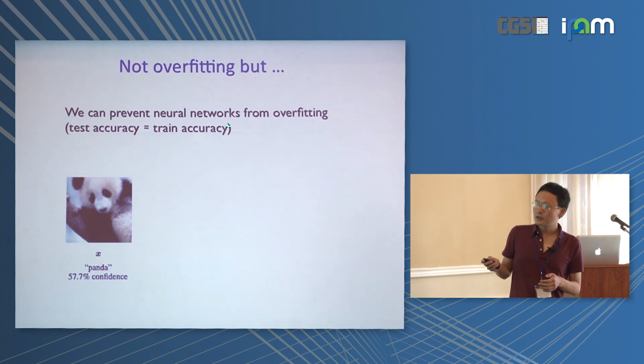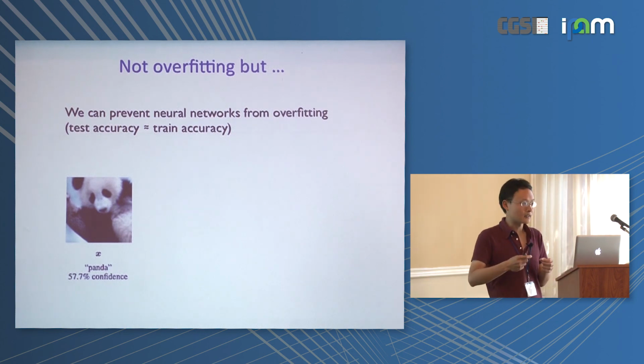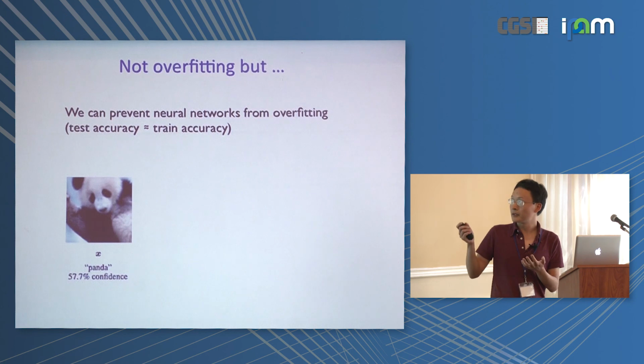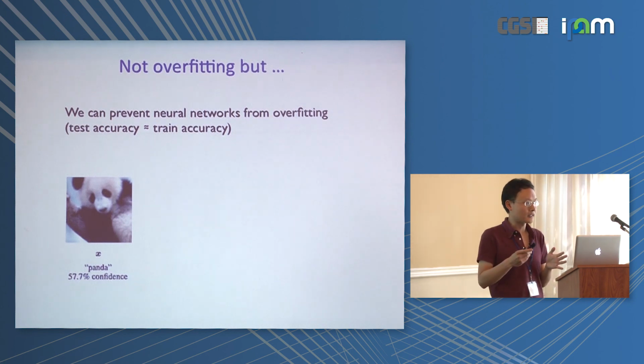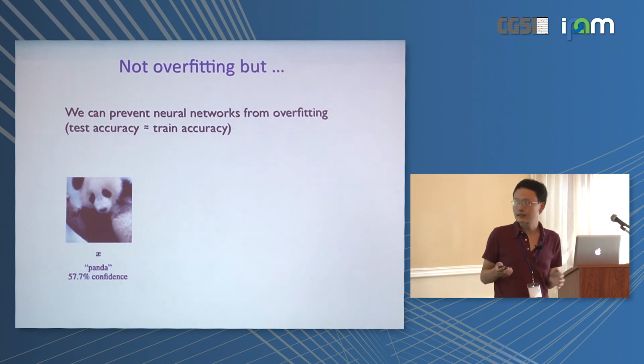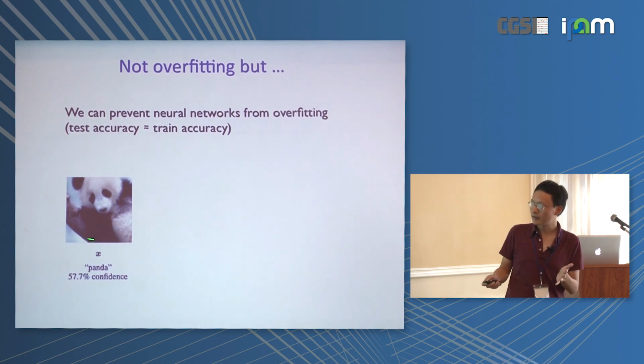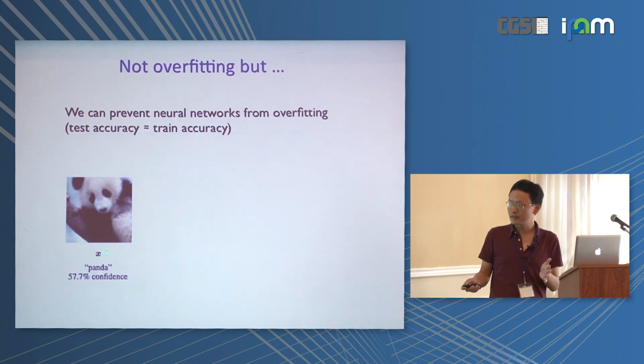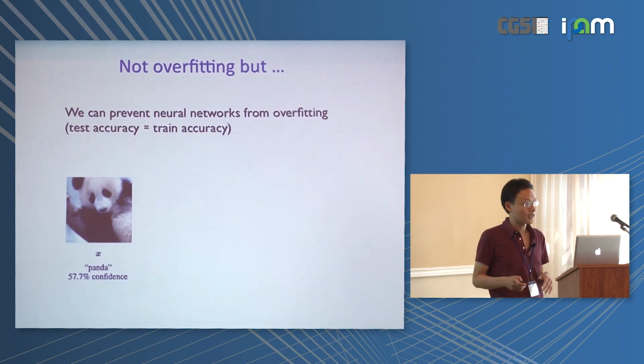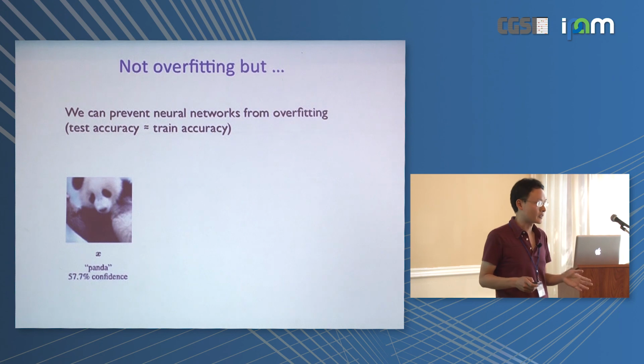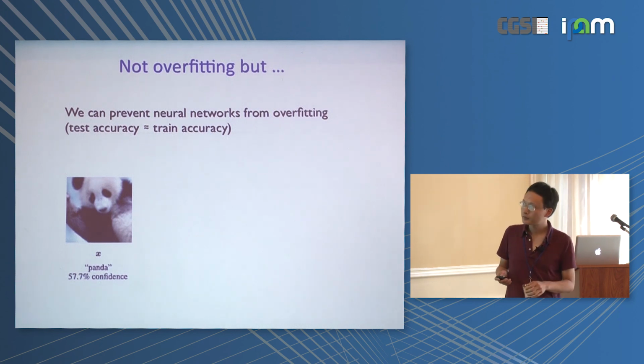So basically, we know how to prevent these neural networks from overfitting. We know they're not overfitting because the test accuracy is essentially the same as the training accuracy when you have very clean holdout test data. If I give it an example it has never seen before from my test data, it's going to predict that this is a panda with fairly high confidence. So it's not overfitting by the standard definition.